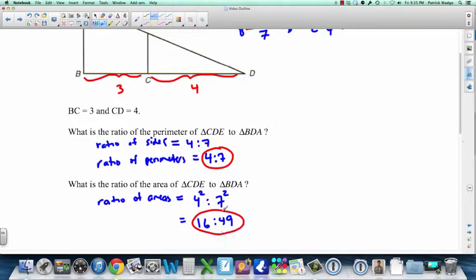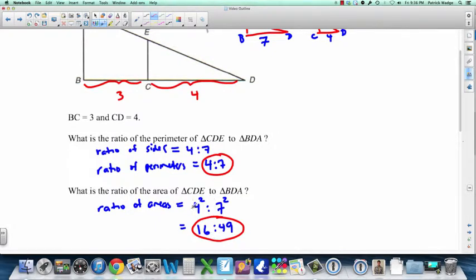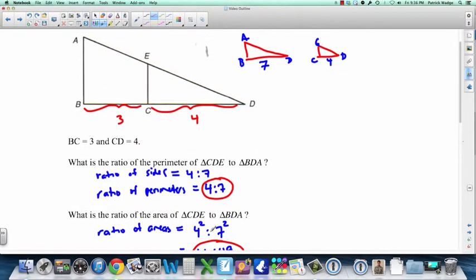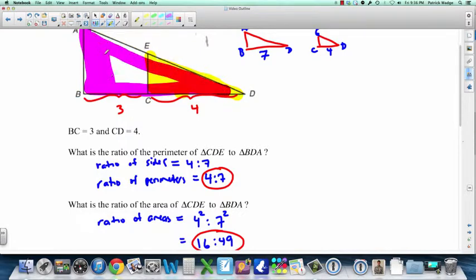Alright, let me try to explain exactly what that means. What am I saying here with these numbers? You might be confused, like, okay, I get what you're doing, but I don't understand what the answer is. What I'm saying is, if I figured out what the area was of this small triangle, the area inside here. Now, I can't do that. I don't have enough information. But let's just say I did. I figured out what the area of this is. And then I compared it to the area of the whole triangle here.